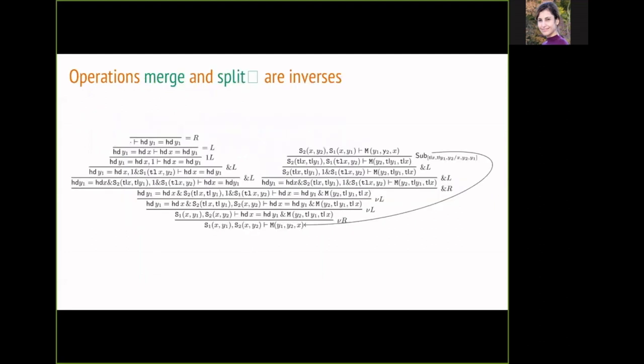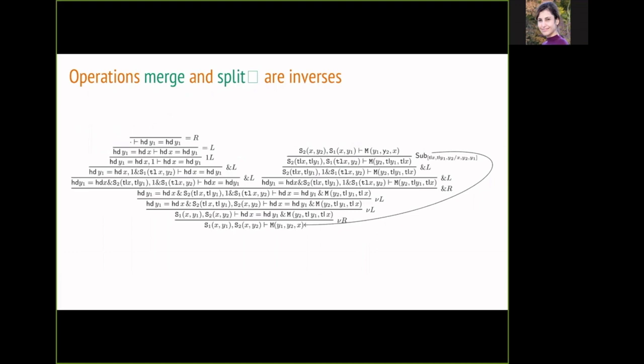Okay. So here is the circular proof that shows operations merge and split J are inverses. The circular edge here corresponds to a co-inductive step, and it is valid because of the very first rule, nu right, which ensures that in each cycle we can prove something about the head of the resulting stream.